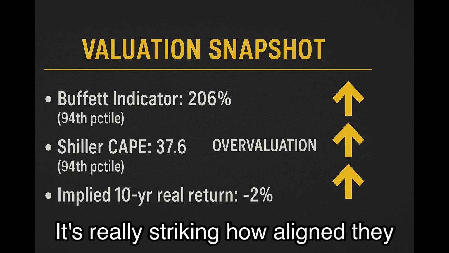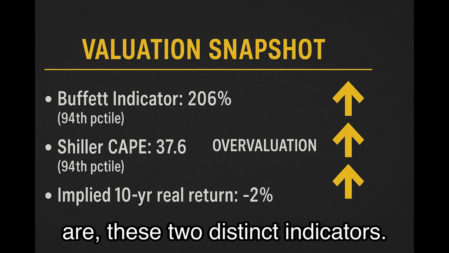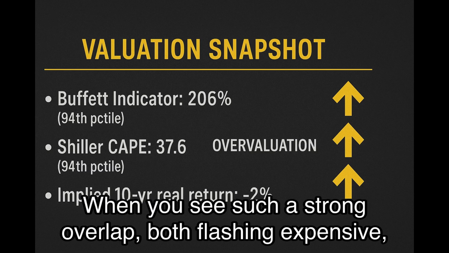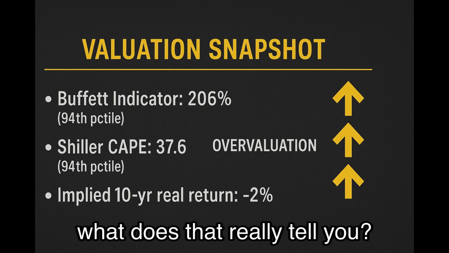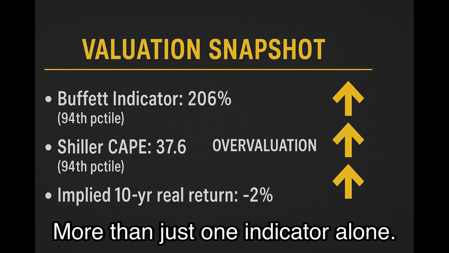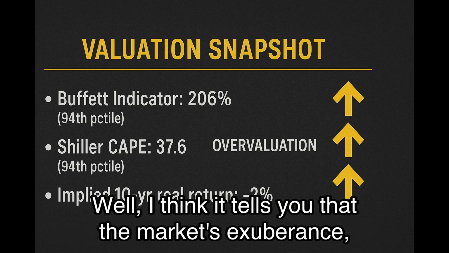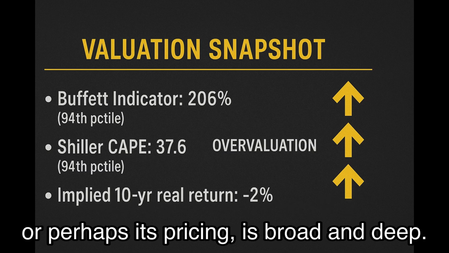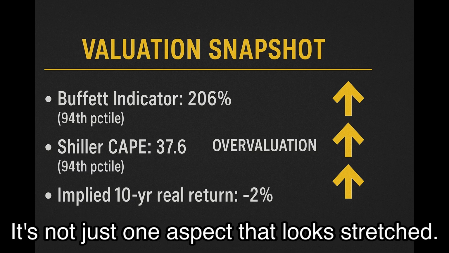It's really striking how aligned they are, these two distinct indicators. When you see such a strong overlap, both flashing expensive, what does that really tell you? More than just one indicator alone. Well, I think it tells you that the market's exuberance, or perhaps its pricing, is broad and deep. It's not just one aspect that looks stretched.